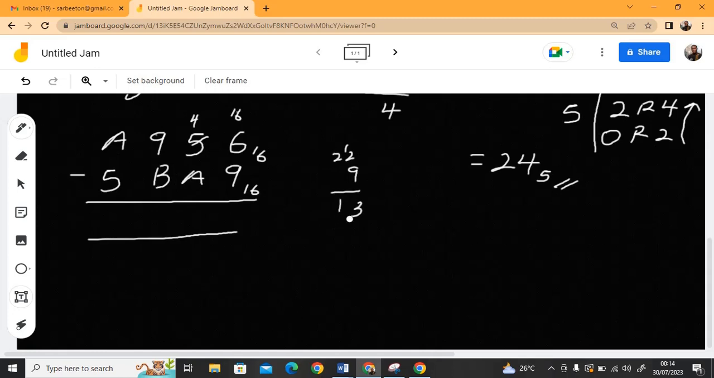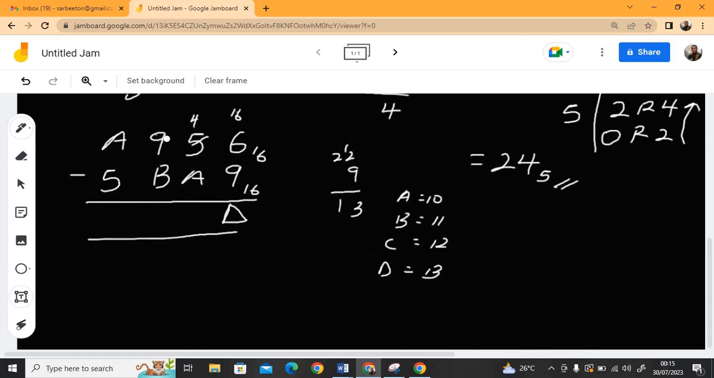You have here what? 13. 1 here is 13. So 13 in hexadecimal, A is what? A is 10. B is what? B is 11. C is what? C is 12. And D is what? D is 13. So here is going to be D. Now here you have 4 here.